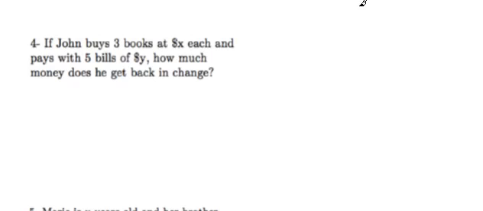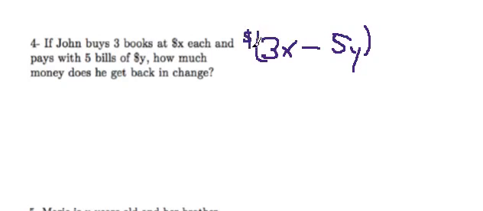Now, without the CSI technique, I've seen a lot of students look at a question like this and think, well, the answer's probably got to be like 3 books at X dollars each. Maybe that's 3X. And then 5 bills of Y dollars. Maybe that's 5Y. So I guess 3X minus 5Y. And then if they're good, they remember to put units on and say, okay, 3X minus 5Y dollars.